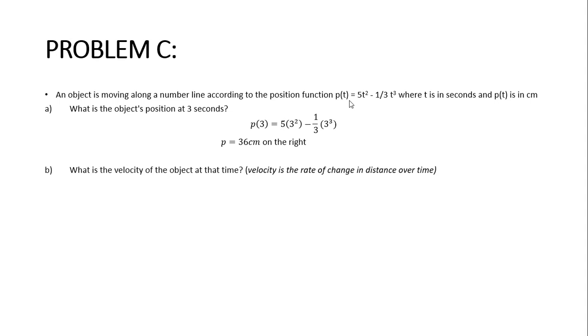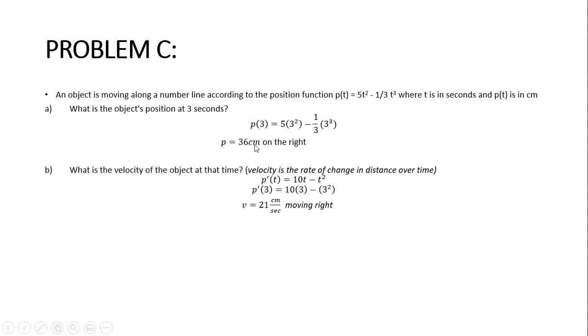What about the velocity at that particular time? Now remember, velocity is the rate of change in distance over time. So now I'm going to need that first derivative, so p prime of t, and that's of course 10t minus t squared. If I put my 3 into that, that gives me a value of 21 centimeters per second. That's my velocity at the 3-second mark.